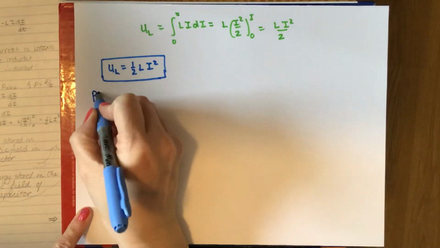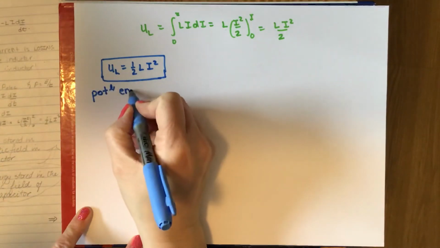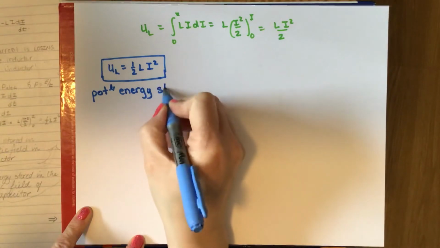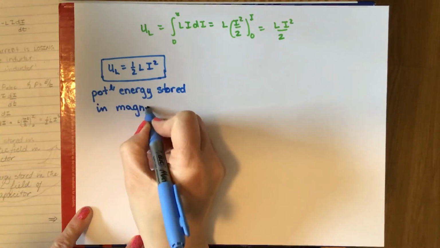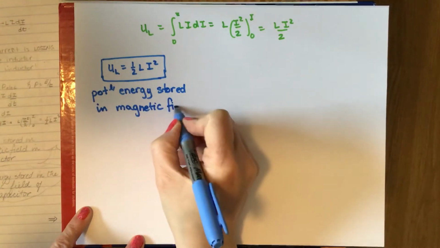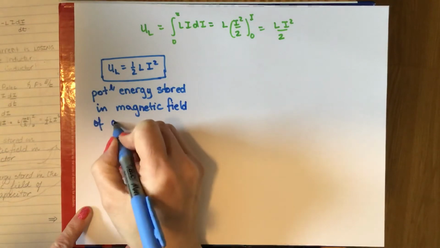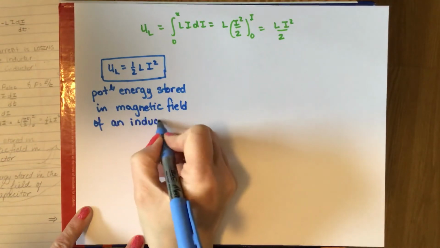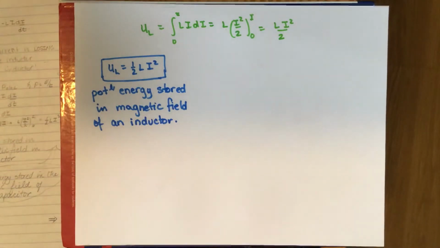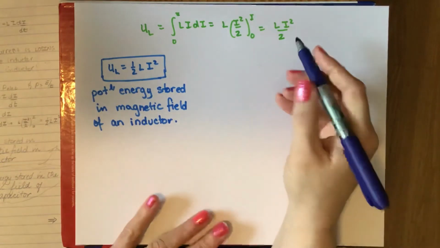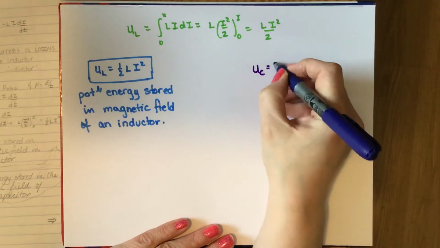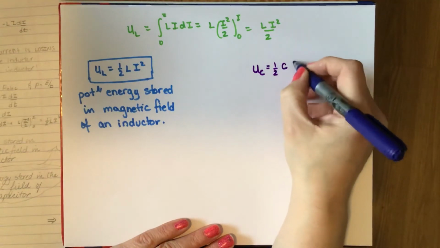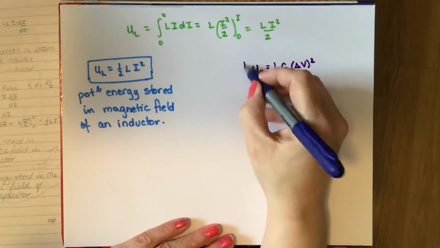And that's the potential energy stored in the magnetic field of an inductor. This is probably worth a moment's pause to compare to what we had for capacitors. When we had capacitors, we said that the net potential energy stored in the capacitor was 1/2 times C times delta V squared.